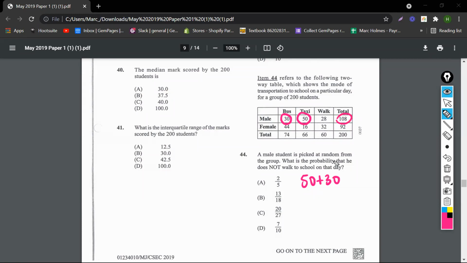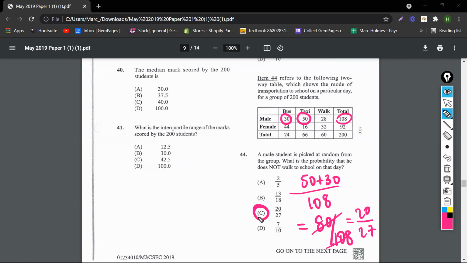Out of 108. That would definitely be the probability. And that would just be 80 over 108. I think 4 can go into these. 4 can go into 80 to leave 20, and 4 can go into 108 to leave 27. So my answer would be 20 over 27.